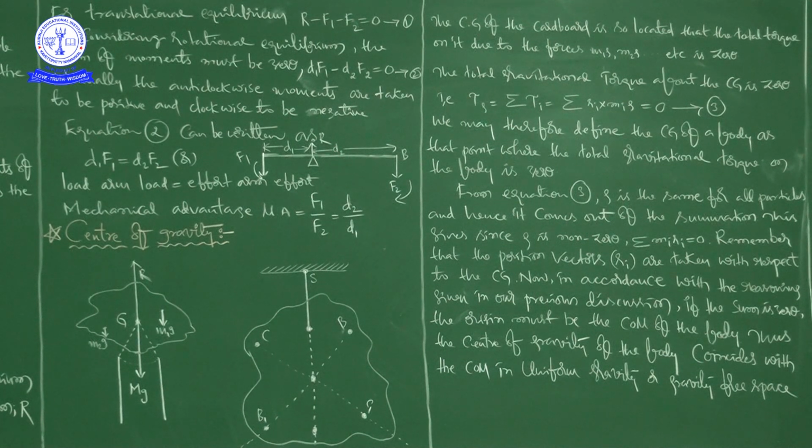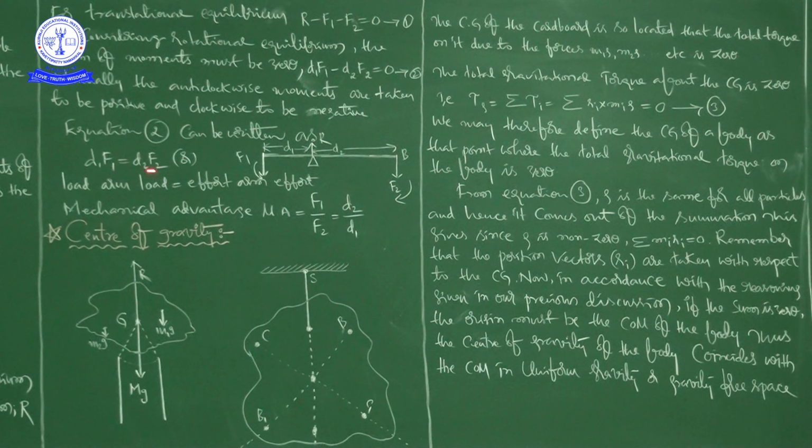Equation 2 can be written as, the same equation, d1 f1 is equal to d2 f2. Load arm into load is equal to effort arm into effort. Just by seeing this you can see that load arm into load is equal to effort arm into effort. That is what we are getting from this equation. And here itself we can define mechanical advantage. That is very, very important for us. You see here, mechanical advantage. In short form I have written MA is equal to F1 by F2 is equal to D2 by D1.